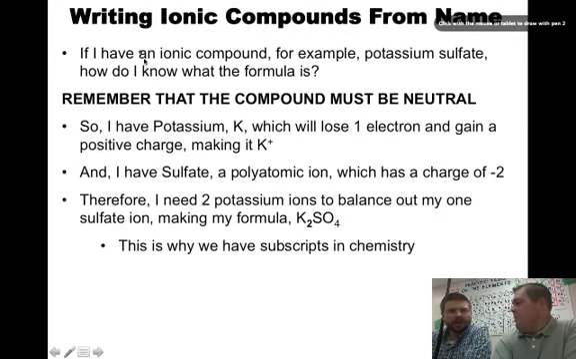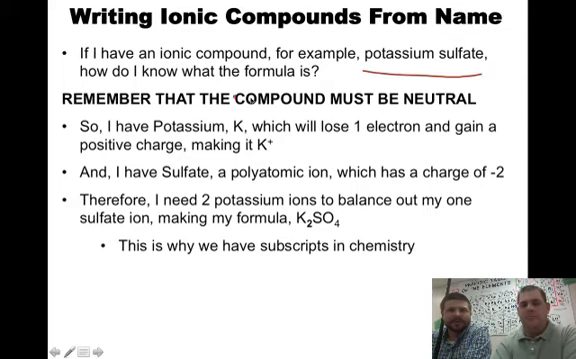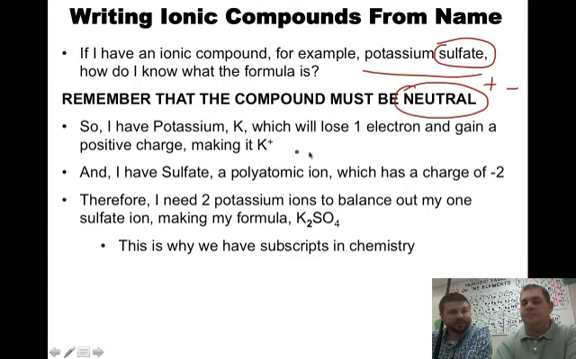So do you want to go about writing them from the name? Yes. If I have an ionic compound, for example, potassium sulfate, how do I know what the formula is? Remember, the compound must be neutral. So those positives and negatives have to equal out to give me a neutral compound. I have one potassium, and remember from last vodcast, it's in column number 1. It will lose 1 electron, so potassium will be a +1.